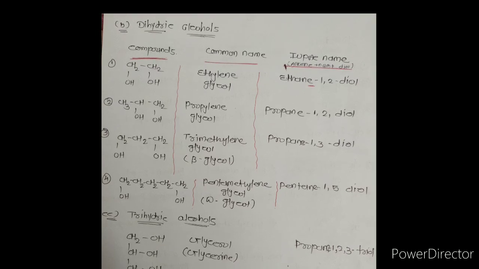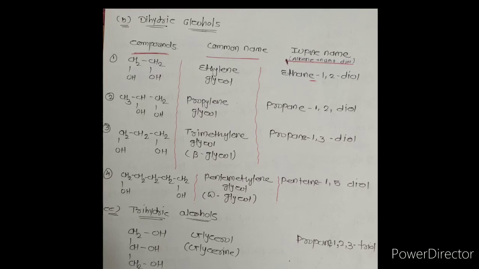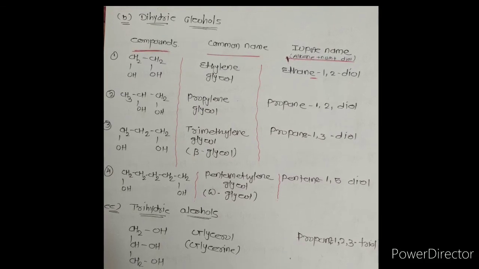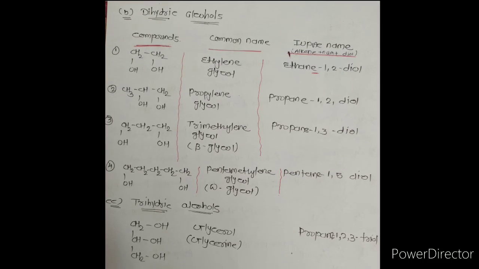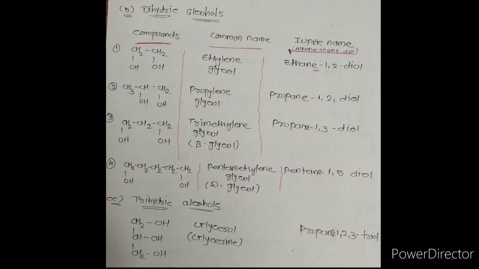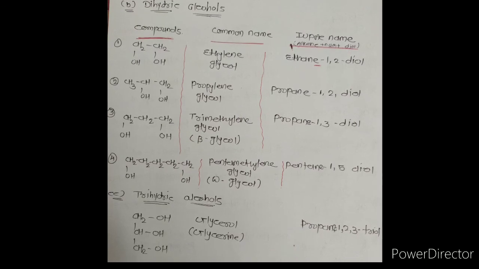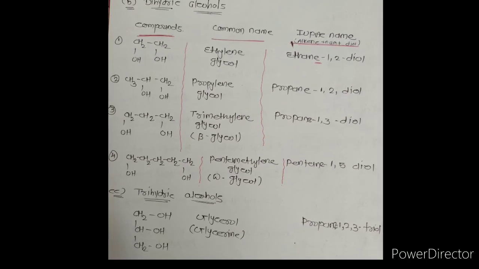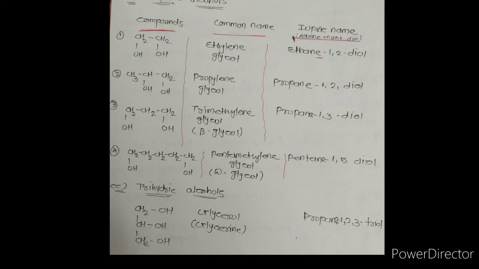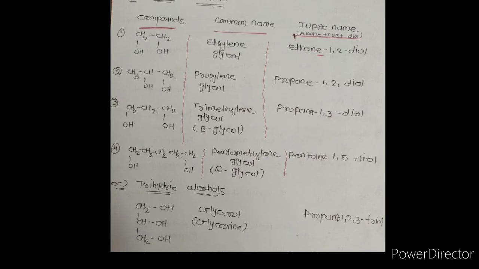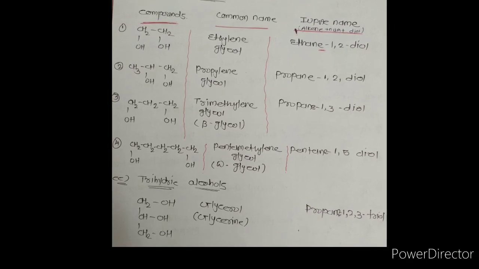Third one, OH CH2 CH2 CH2 OH. Here there is a new name for the common name that we remember, that is trimethylene glycol. Here the total carbon is 3, hence we write trimethylene glycol. Its other common name is beta glycol. For its IUPAC name, the total carbon is 3, hence it becomes propane, in which OH is present on the first and third carbon, hence it becomes 1,3-diol. So the final IUPAC name is propane-1,3-diol.